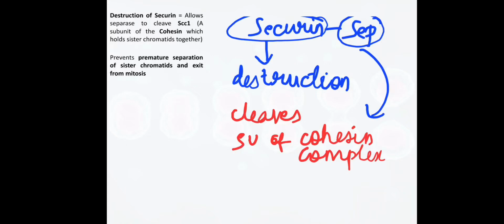The pulling force of the mitotic spindle then pulls the sister chromatids apart, helping the proper separation of the sister chromatids. So the separase activation is very, very important for breakdown of cohesin protein and also making sure of the proper division of the sister chromatids to the following daughter cells. See here, destruction of securin allows separase to cleave SCC1, a subunit of the cohesin which holds sister chromatids together.